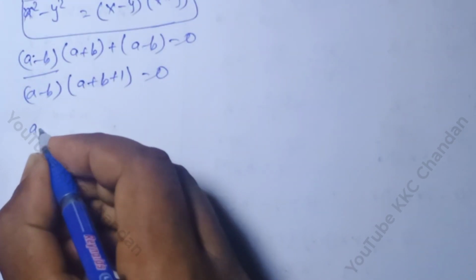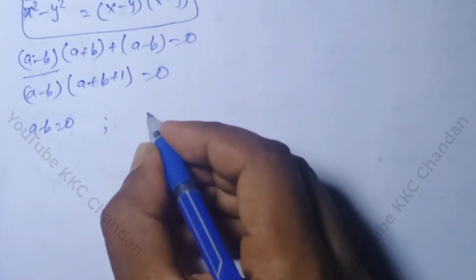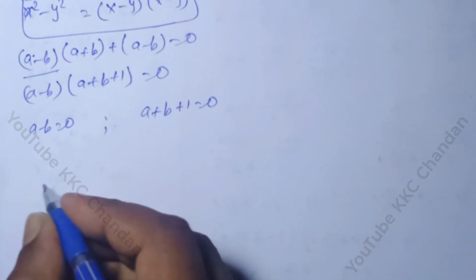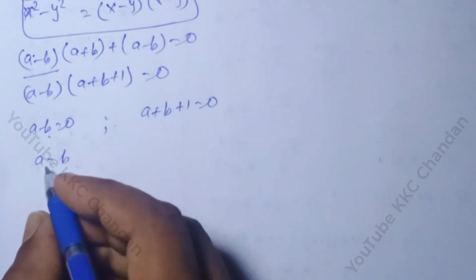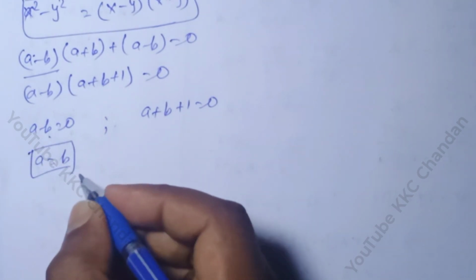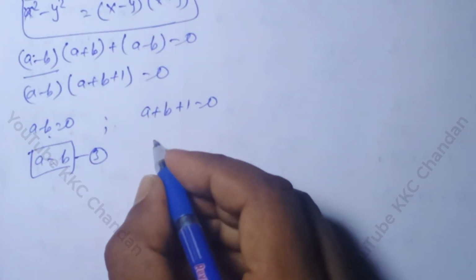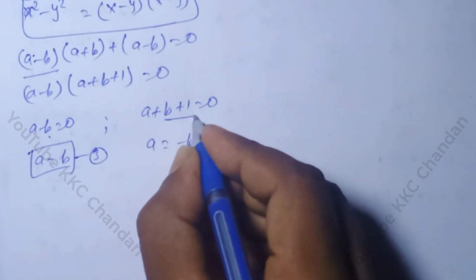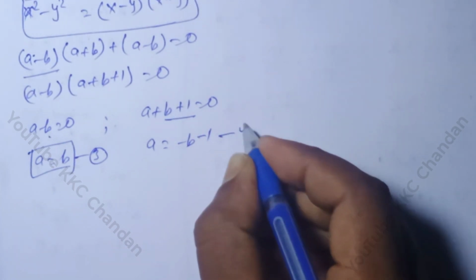Here we get two equations. First equation: a minus b is equal to 0. Second equation: a plus b plus 1 is equal to 0. From the first, a is equal to b, since the minus becomes positive on this side. Therefore a is equal to b. This is equation number 3. From the second, a is equal to minus b minus 1. This is equation number 4.